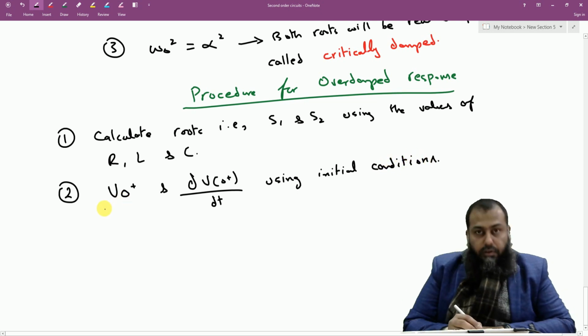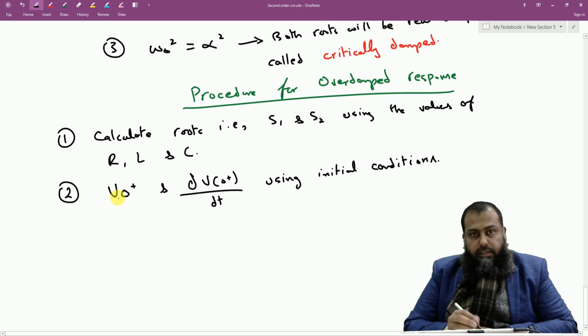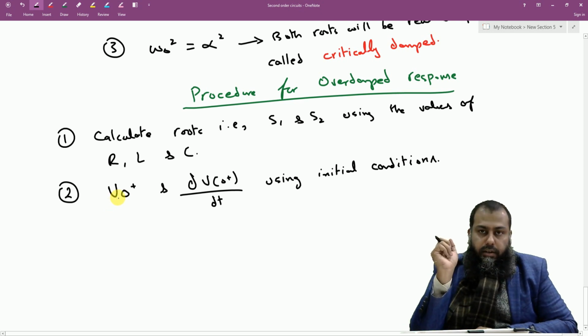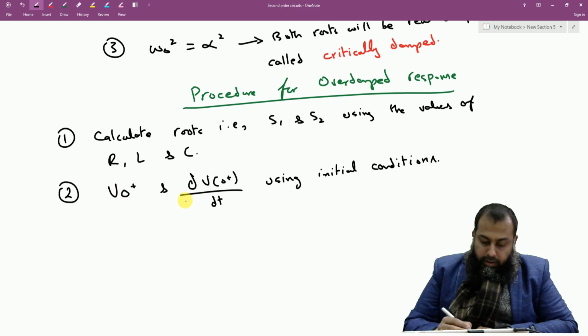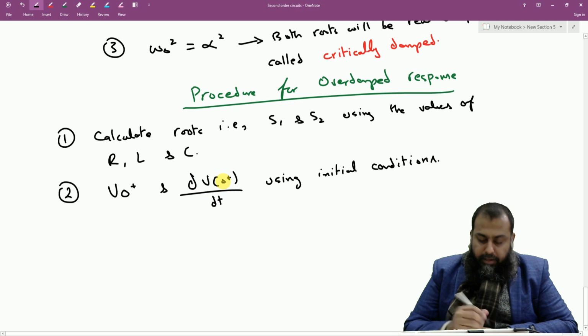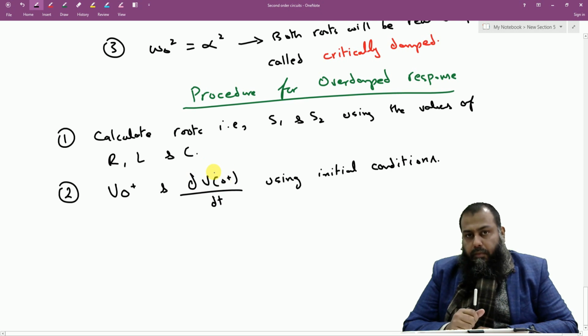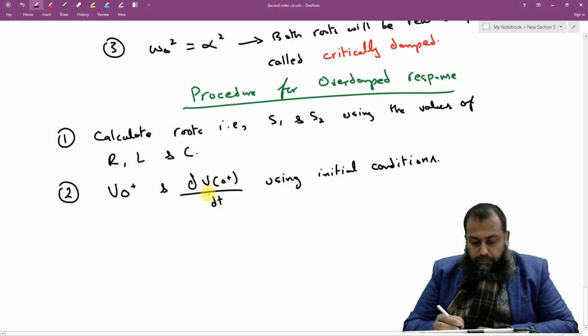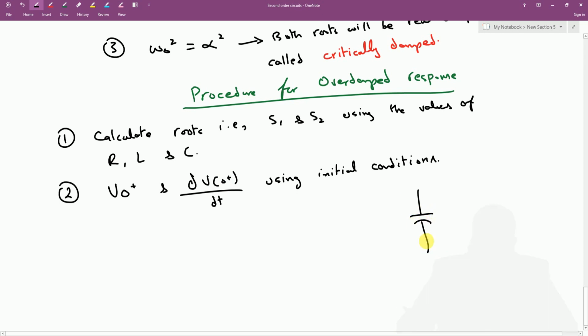What is V0 plus? V0 plus is the initial voltage stored in the capacitor, right? And what is dV0 positive over dt? This is the rate of change of the voltage right after the switching at time t equal to 0. How can we find this? For example, we have a given circuit here. We have this inductance and this resistance. So at t equal to 0, we disconnected this switch, right?